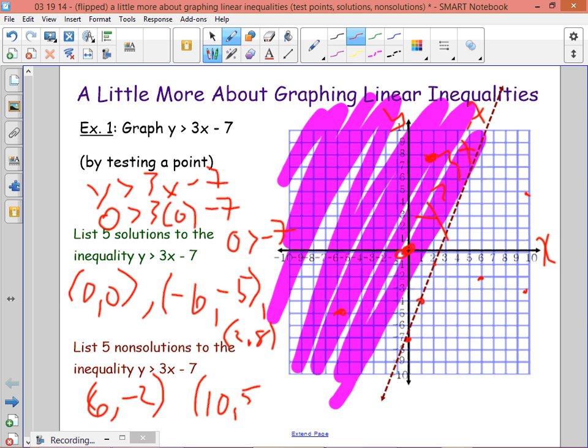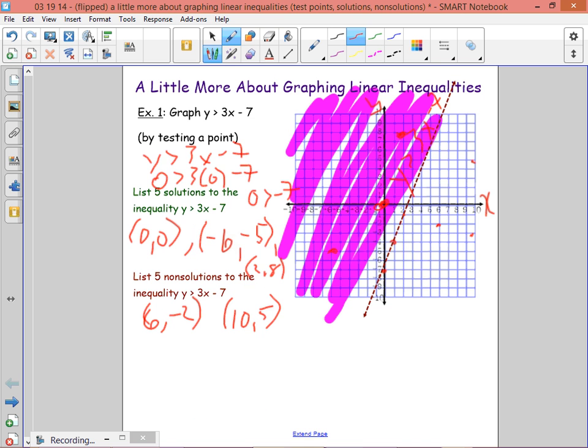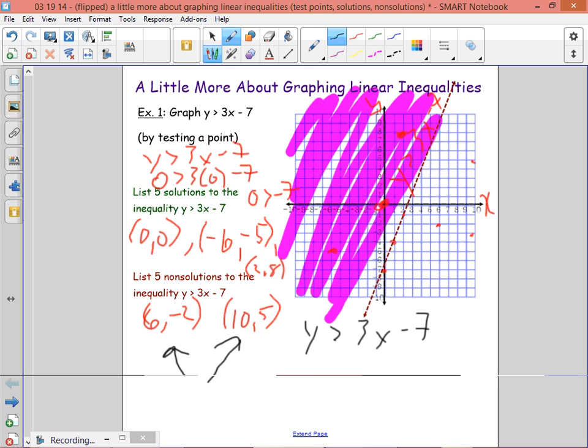10, 5 is also not a solution, and I'll leave it to you to pick the last 3. However, I do want to stop for just a second and talk about what it means to not be a solution. So let's take our inequality, y is greater than 3x minus 7, and try to plug in one of these 2 points that I just said were not solutions. How about 10, 5? So I plug in 5 for y, 10 for x, and I solve.